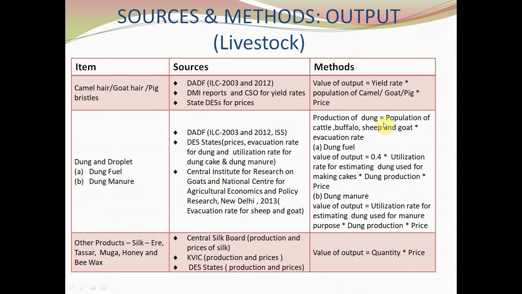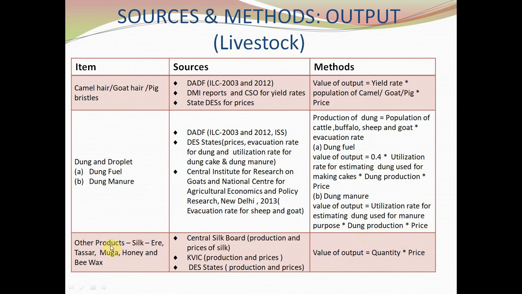Now, production of dung is calculated as population of cattle, buffalo, sheep, and goat multiplied by evacuation rate. For dung fuel, value of output is taken as 0.4% of utilization rate for estimating dung used for making cakes into dung production into price, and dung manure's value of output is calculated as utilization rate for estimating dung used for manure purpose into dung production into price.